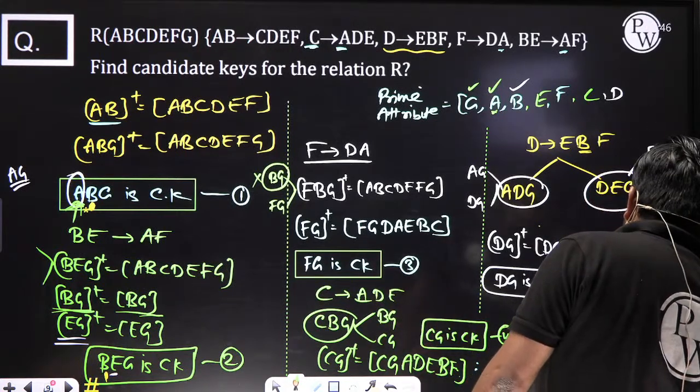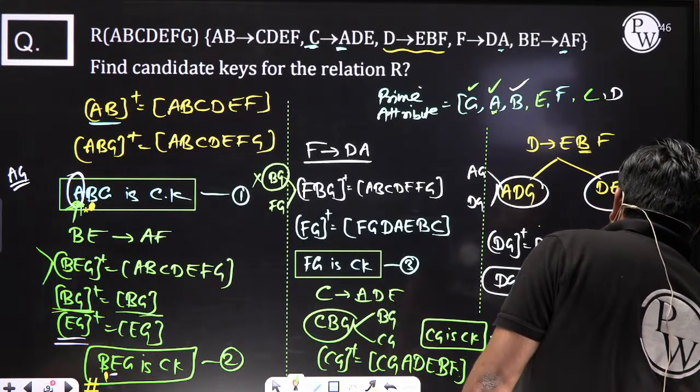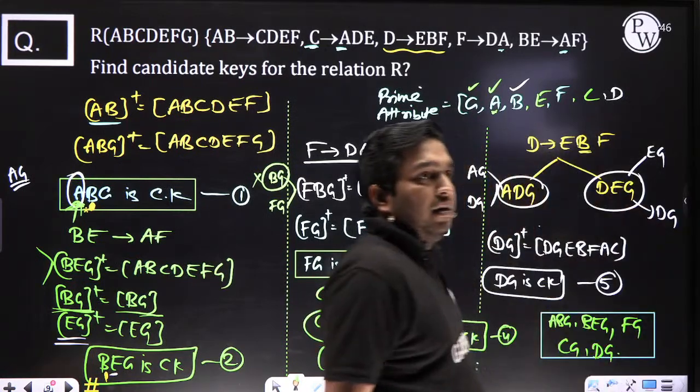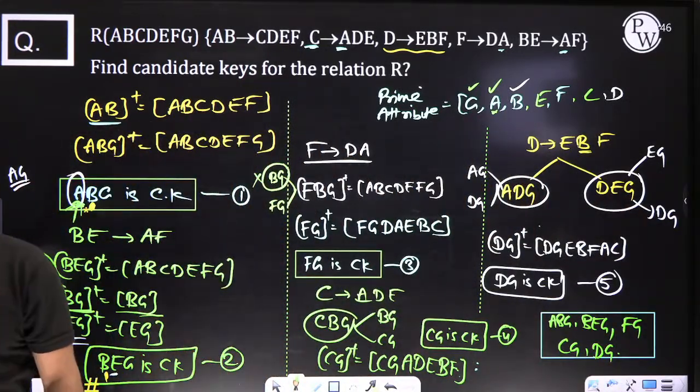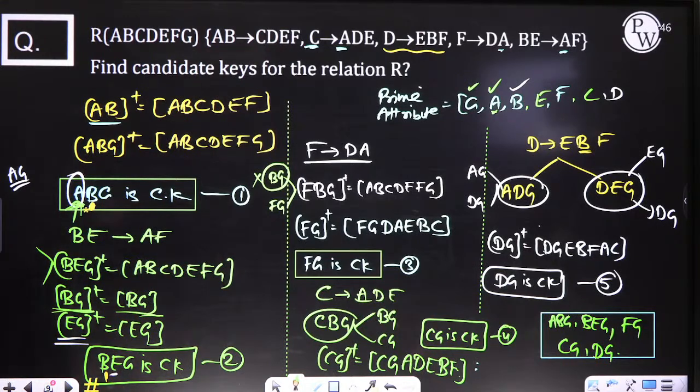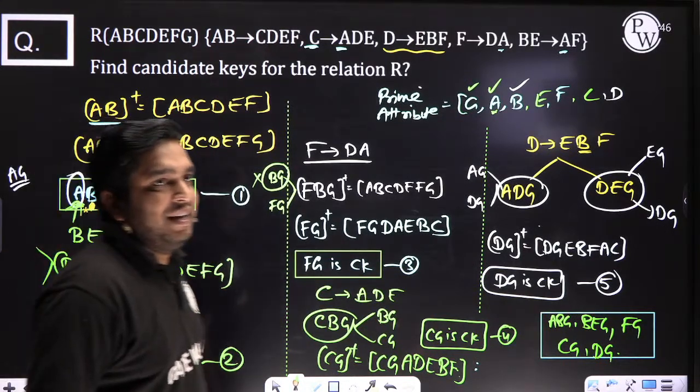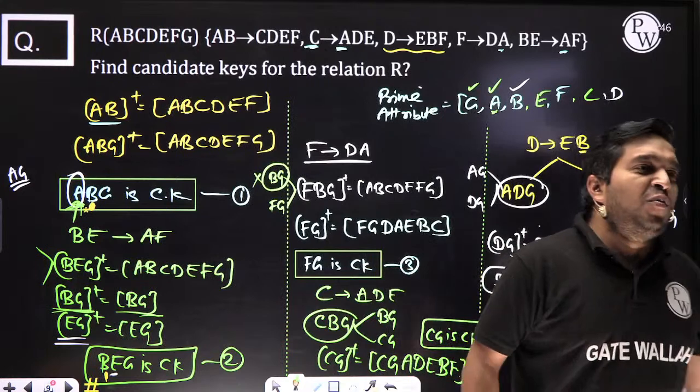Third one F, G, G, and D. These are the 5 candidates. Each and every one is a candidate key. Crystal clear? Kindly let me know, please, fast.